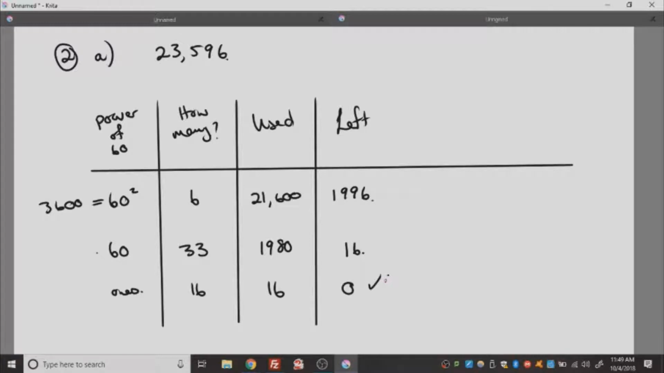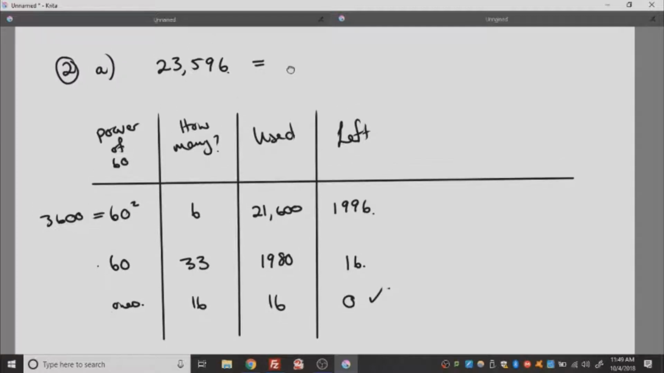I need to break up that 23 until nothing's left. All of its bits have to go somewhere, either in the big 3,600 bin, or the medium 60 bin, or the leftover bin. So that means I can go up here and say that this original number can be broken up as 6 groups of 60 squared plus 33 groups of 60 plus 16 left over. And you can put that into your calculator and double check that you get 23,596. Good check.